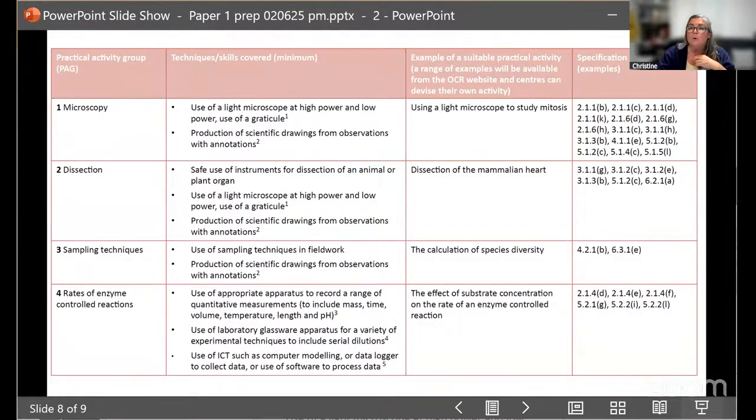Is it worth doing old spec questions? Yes, it is worth it, but just make sure you've referred back to the specification so you know what is being asked. Right, I'm going to quickly jump to the questions that are going here.